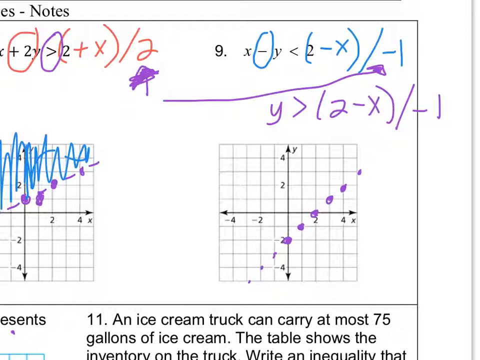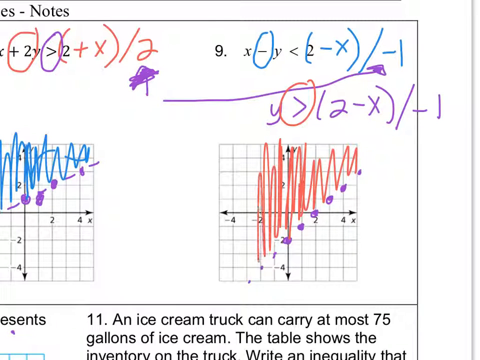Now I need to decide, is this a solid or a dotted line? And I look right here. It's going to be a dotted line. And that says greater than. So I'm going to put my pencil on the y-intercept. I'm going to go above. I'm going to go up. And everything above my dotted line is going to be shaded.